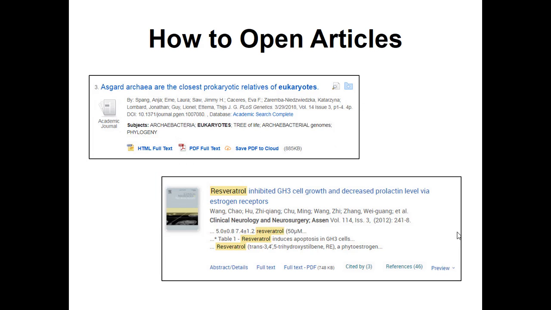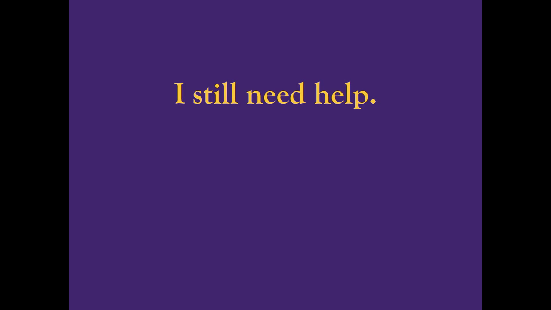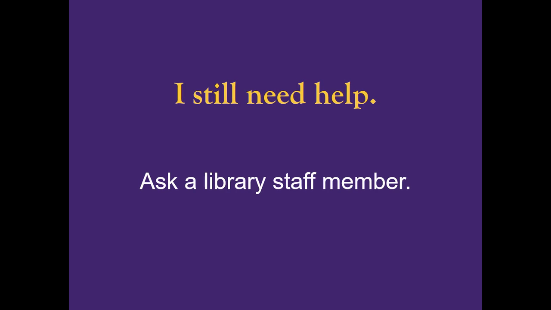Full-text article links will look different in different databases. They may say full text, HTML full text, or PDF full text under or next to the information about the article. Just click on the type that you prefer. If you have questions about journals or need help finding them, just ask a library staff member.